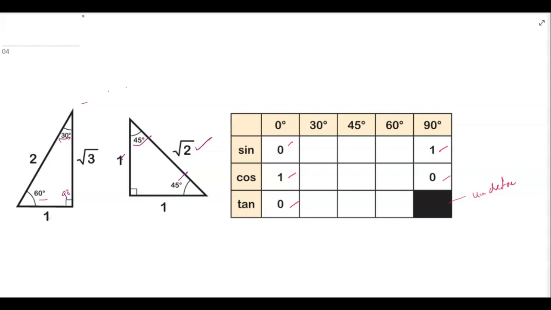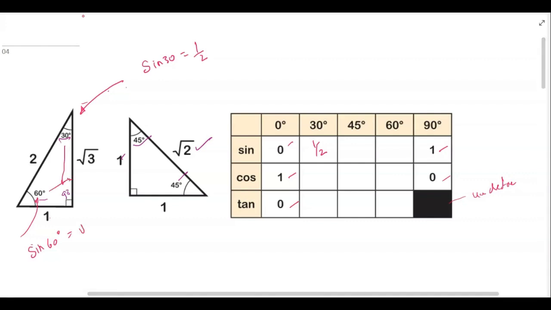Now, sine 30. Let's assume this 30, 60, 90 degrees triangle. What will be sine of 30 degrees? Sine of 30 is opposite side upon hypotenuse, that will be 1 by 2. Now for 60 degrees, what will be sine of 60 degrees? As usual, opposite side upon hypotenuse, that will be root 3 upon 2. So sine 60 will be root 3 by 2.